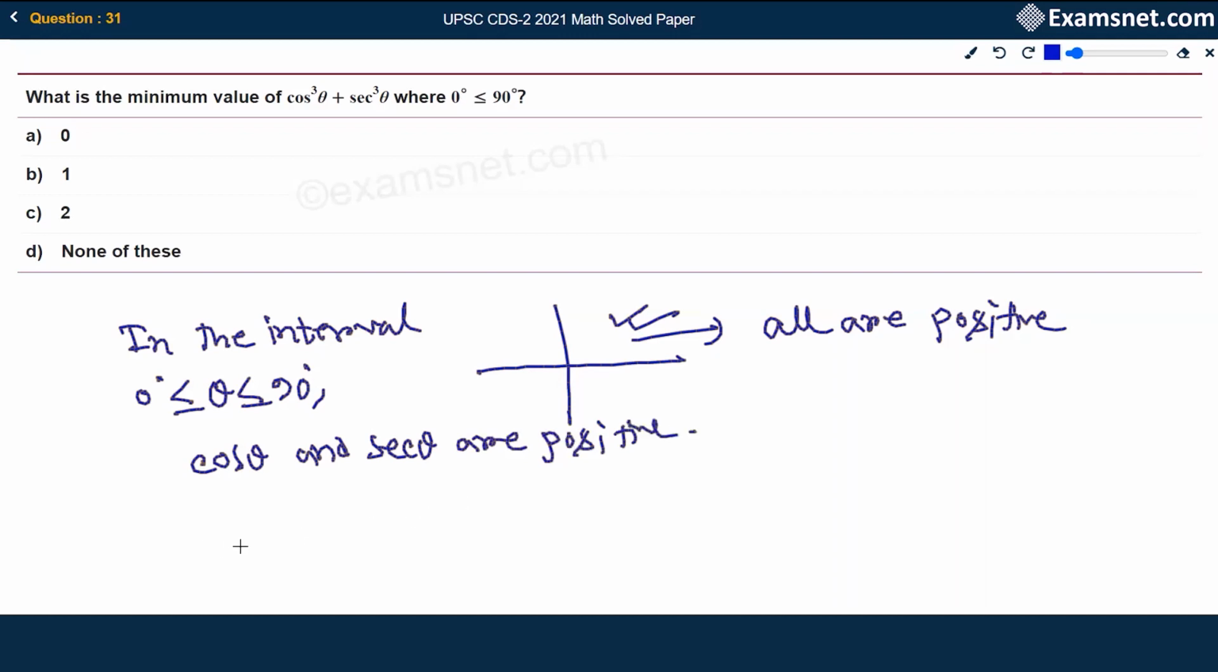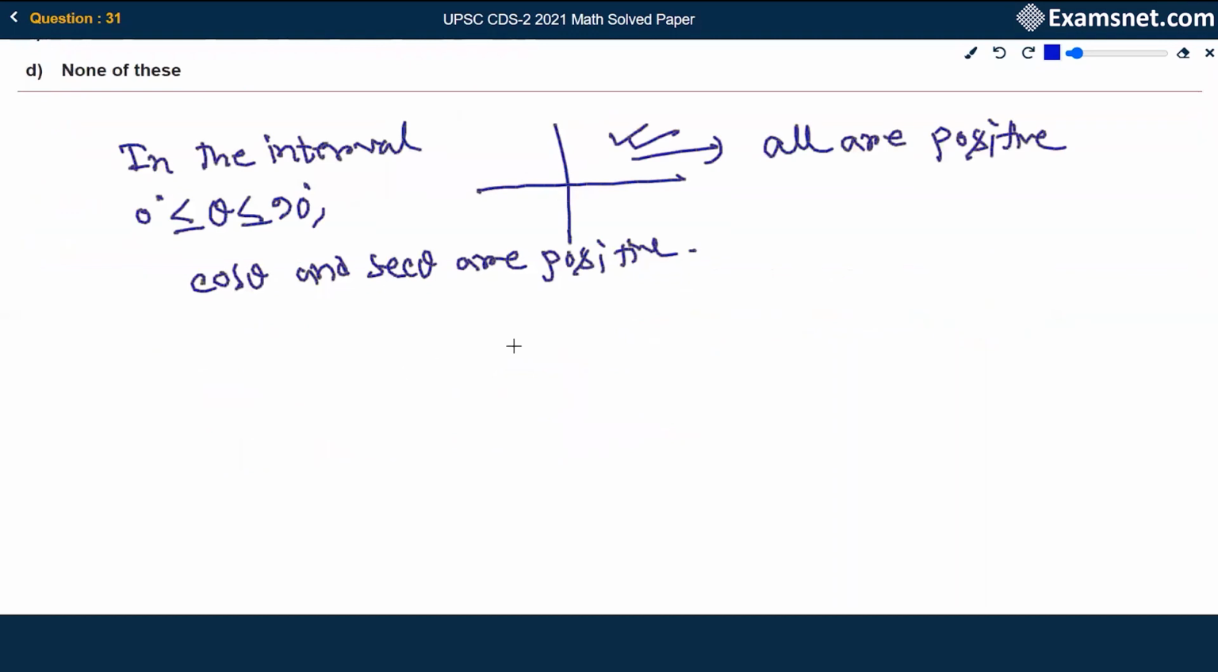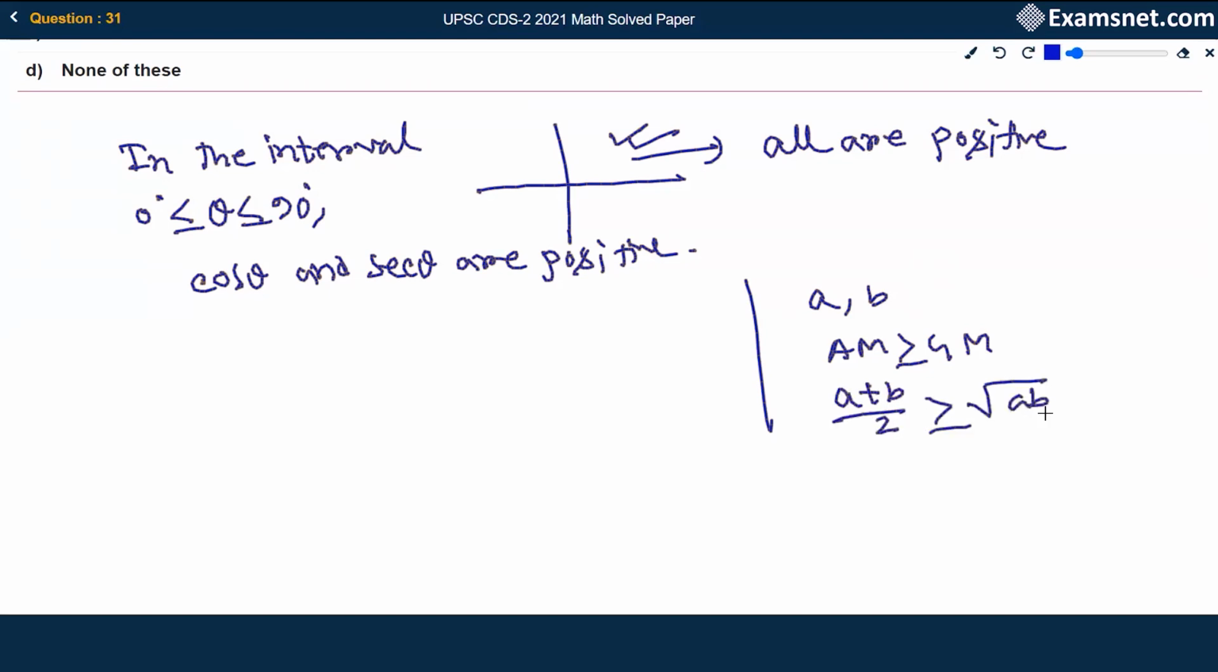Okay, now we will use one more concept. Let me say A, B. If we try to find the arithmetic mean and geometric mean of these two, we already know arithmetic mean is greater than or equal to geometric mean. How can we find arithmetic mean? (A plus B) by 2 is greater than or equal to root under AB. That is the relation.